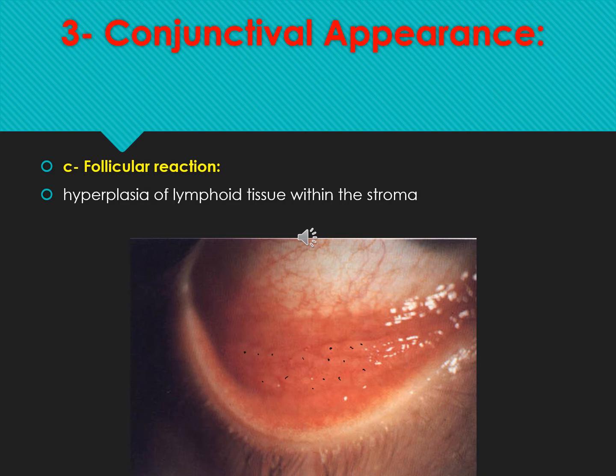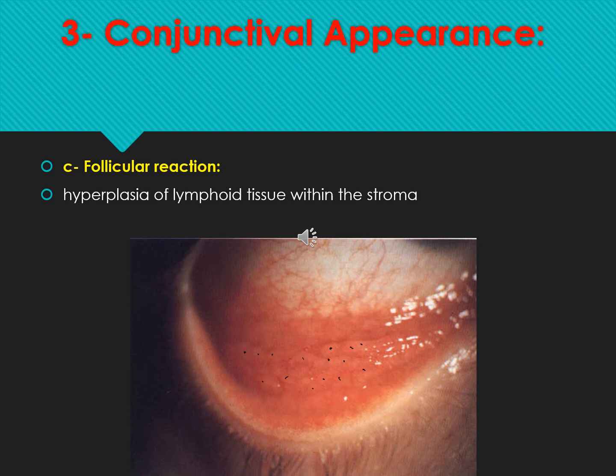We can see the conjunctival follicle. The conjunctival follicle here represents multiple discrete, slightly elevated lesions, most prominent in the fornices. I show you in the photo the black dots here represent the follicular reaction.